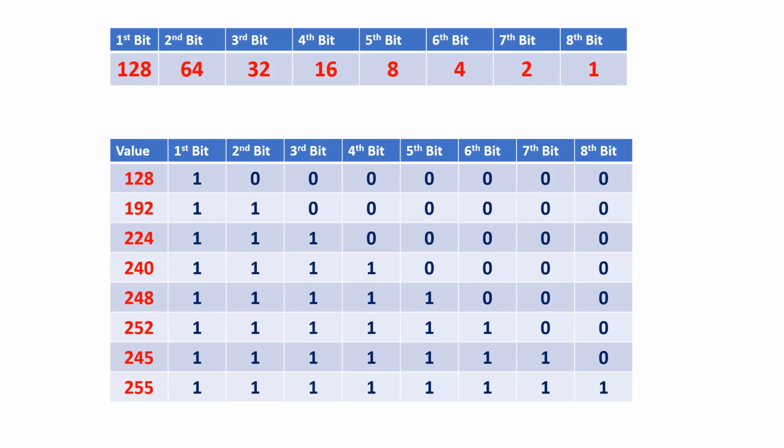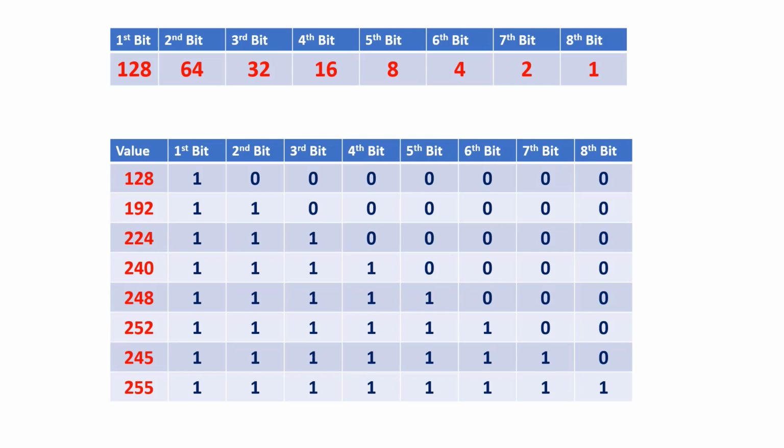If you look at this table here, try not to memorize it. Just know the values of each bit in each octet, and say if this bit is turned on and this is off, and just do your calculation. Just add the bits up and you will end up with the value of that octet.